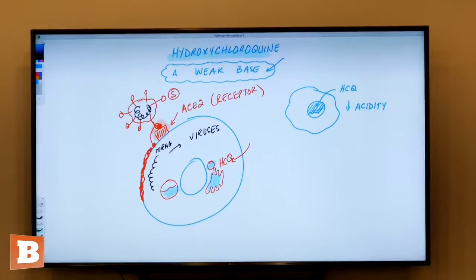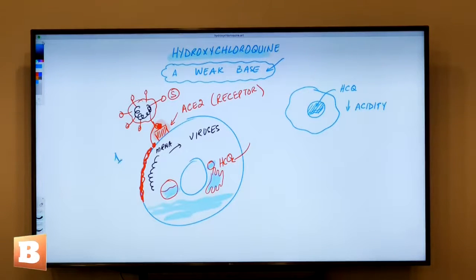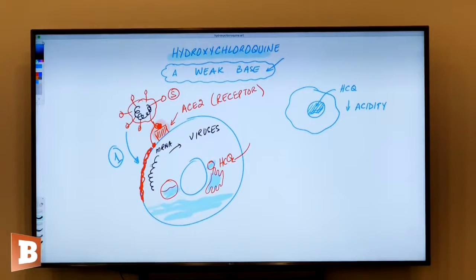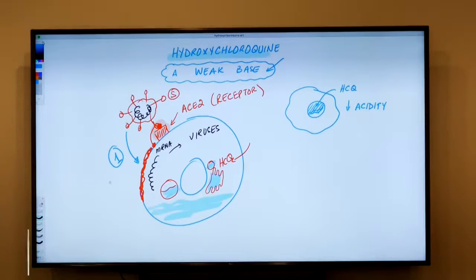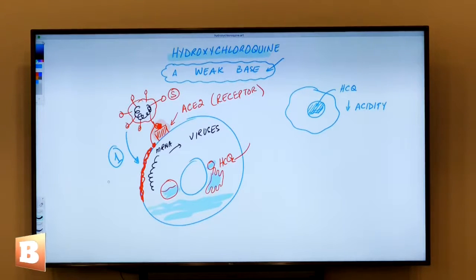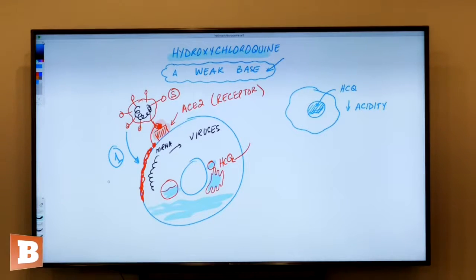Because hydroxychloroquine is basic in nature, because it is alkaline in nature, it reduces the acidity inside the cell. That reduction in acidity does the following things. Number one, the fusion of the virus envelope with our membrane, which allows its RNA to arrive into the cell, is hindered. This fusion requires an acidic environment inside the cell. And in the presence of hydroxychloroquine, because the environment inside the cell has become less acidic, the fusion becomes hindered. So that is one mechanism.